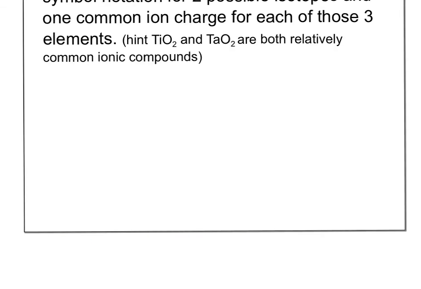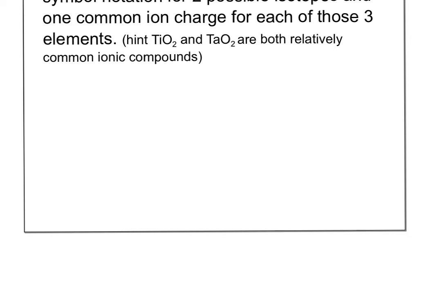All right, a little challenge for you. As a Titan, you should be able to write the symbol notation for 2 possible isotopes and 1 common ion charge for each of the 3 elements. And I do give you some hints about maybe how to figure out the charge of titanium. So if you would pause the video, for Ti, for Ta, and for N, I would like you to write 2 isotope symbols and 1 ion symbol for each. Good luck.